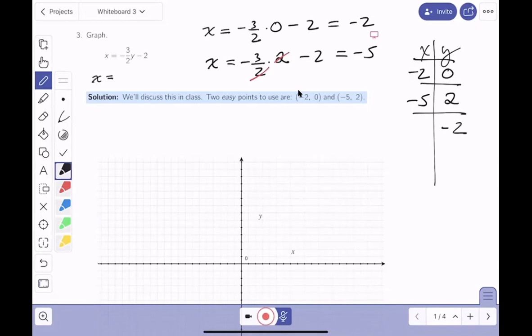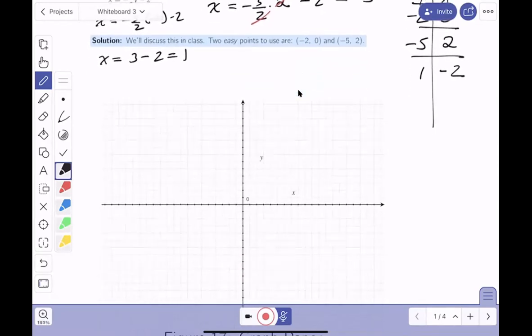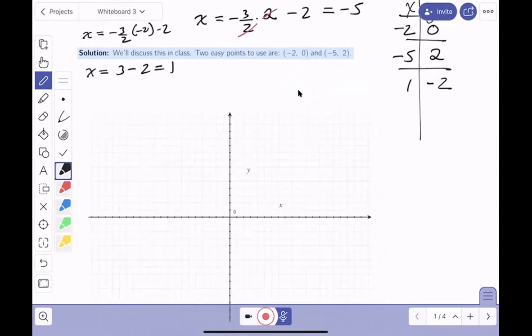X equals -3/2 times -2 minus 2. And what would you get? X equals, that would be 3 minus 2, right? Which is 1. I'm going to plot these 3 points now, one at a time. All right, a little better now. So -2, 0. It's right there. Let's see, -5, 2. I'll verify these things for you.